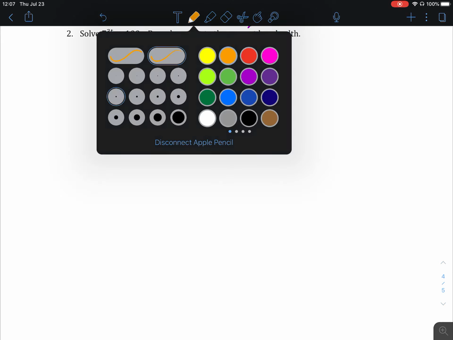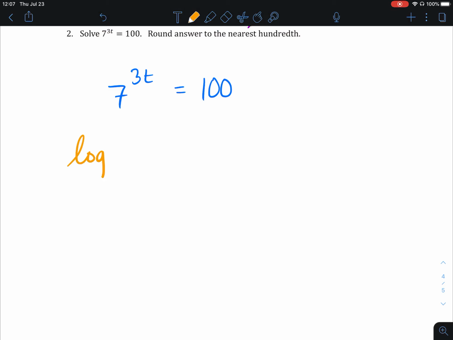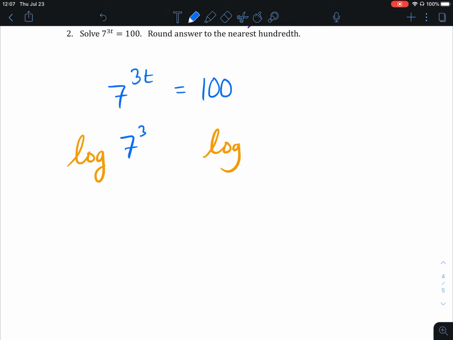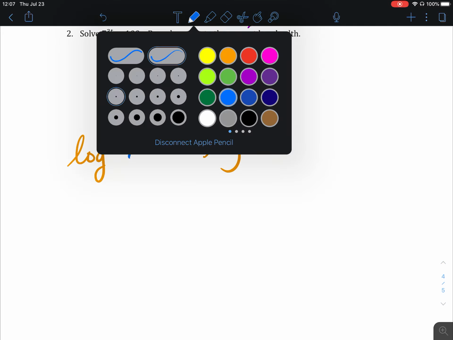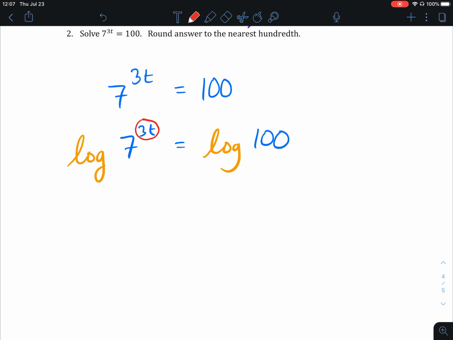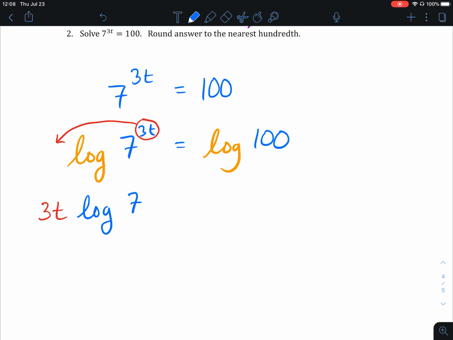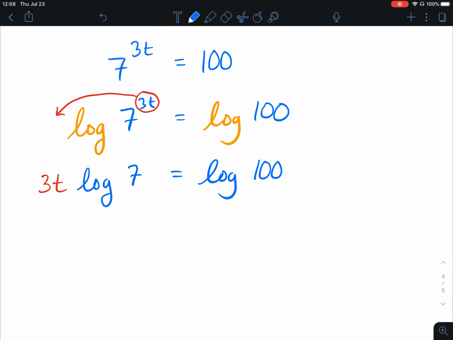So the beauty of algebra is we can choose to introduce a log on both sides, and we haven't changed the equivalency of our statement. So I'm going to take a log on both sides of the equation, and then for my next step, I will use that power property that we talked about in the first question. That brings down the power as 3t times log of 7 is equal to log of 100. And our goal, being to get t alone, is much closer at this point.